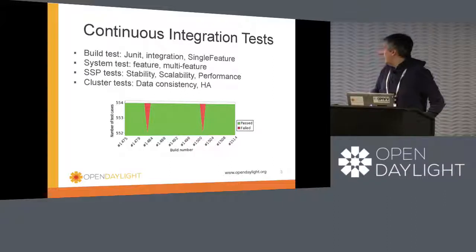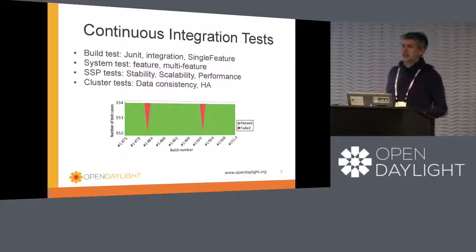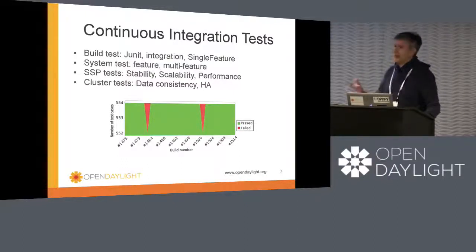So what kind of tests do we have today? We have build tests, as every software development project. You have build tests running at build time, JUnit, because you use Java. And then we have something called single feature test, where you test your feature is still available when you make changes in your code.